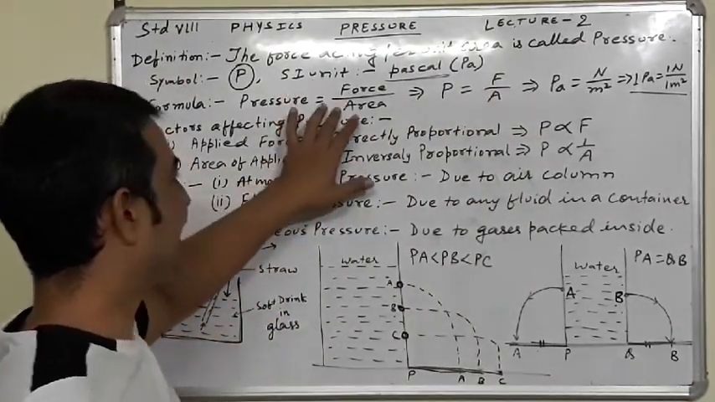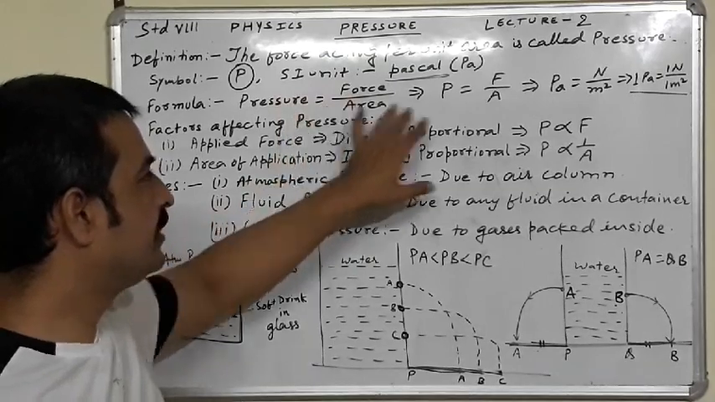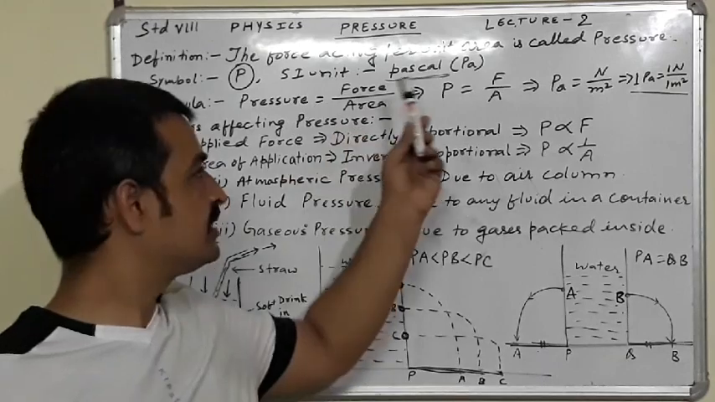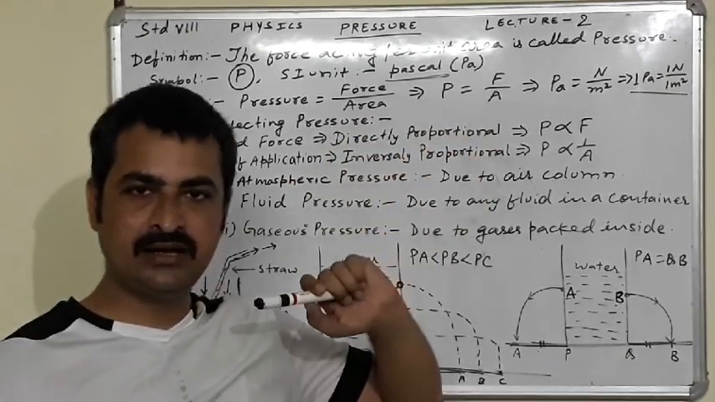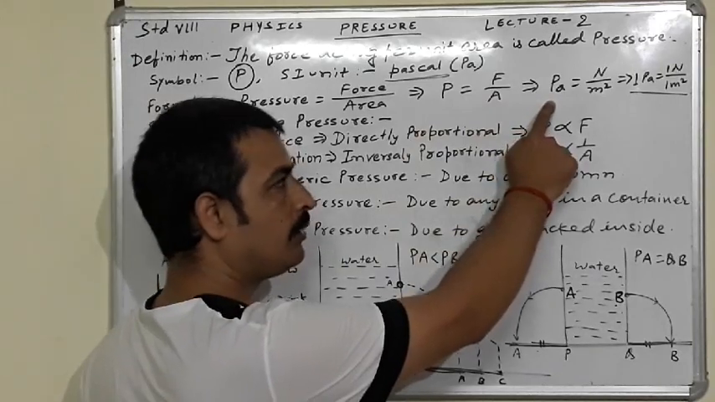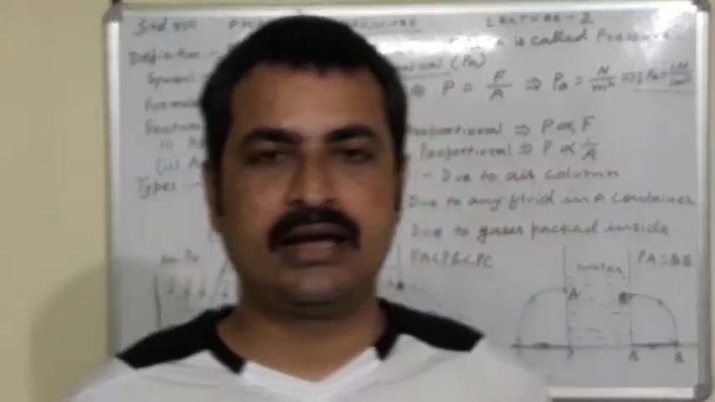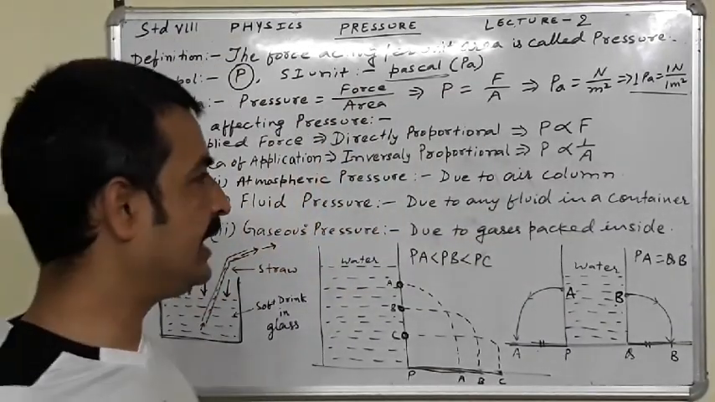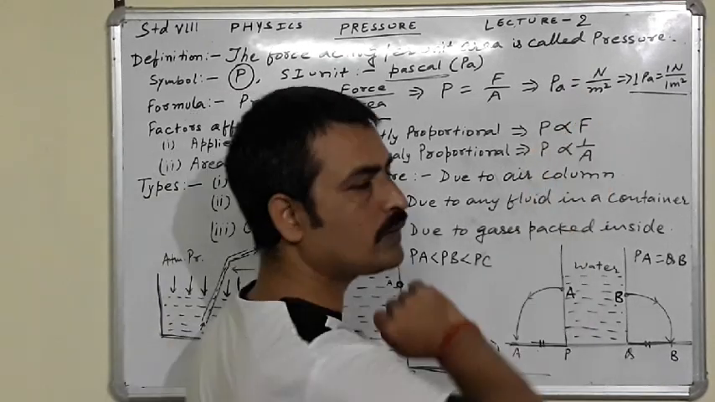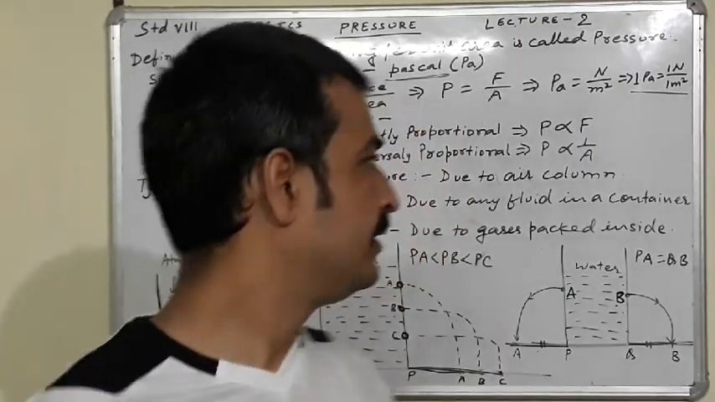Formula: pressure is force by area. P equal to F by A. F for force, A for area. Instead of pressure, we are writing Pascal. Symbol of Pascal is capital P, small a, equal to Newton per meter square. Pascal is Newton per meter square.